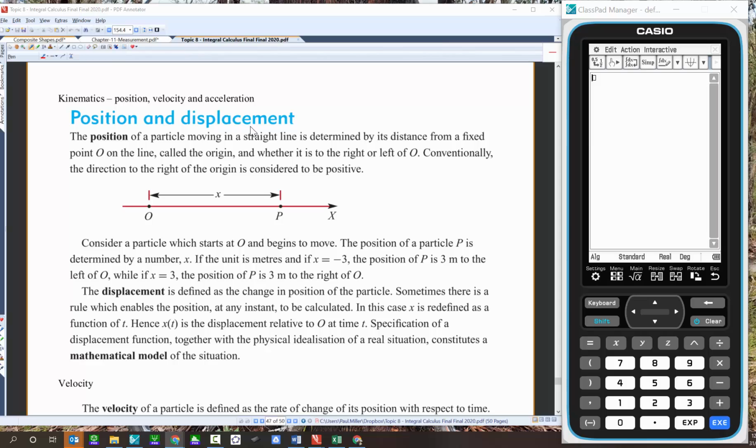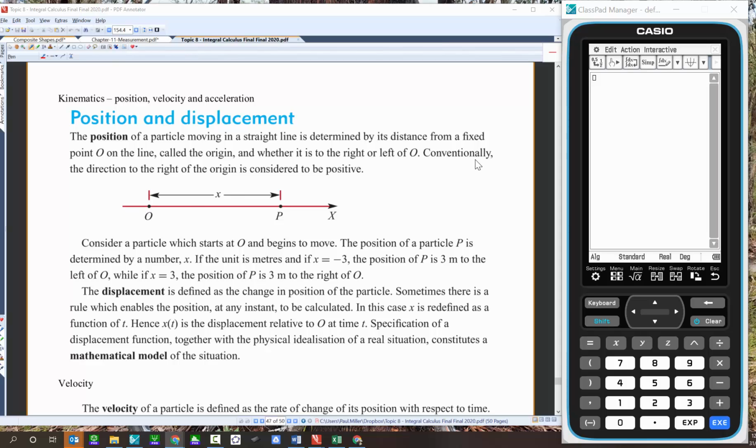So when we're talking about position and displacement, we say that the position of a particle moving in a straight line is determined by its distance from a fixed point O on the line called the origin, and whether it is to the left or the right of O. Conventionally, and it doesn't have to be this way, the direction to the right of the origin is considered to be positive, and obviously to the left of it would be negative.